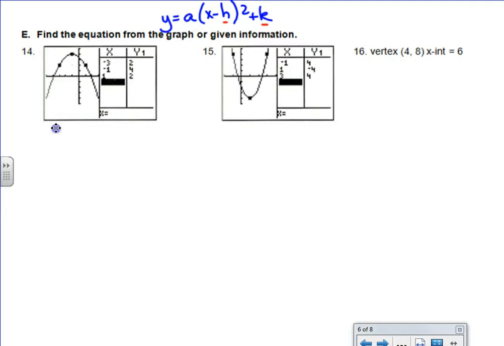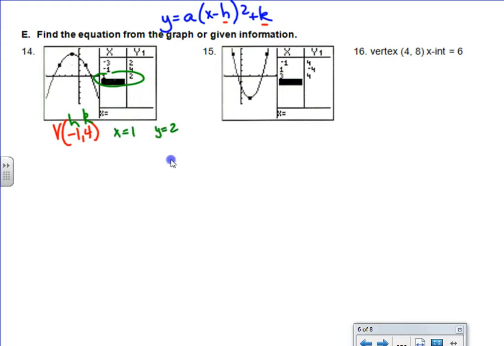So the vertex looks like it's at the point -1, 4. I can tell that by just kind of estimating off of here, but I also confirm that on my calculator. So what that means is my h is a -1 and my k is a 4. Now I don't care which one of these ordered pairs you decide to use. I like this guy right here. So I'm going to use the ordered pair 1, 2, which means x is 1 and y is 2.